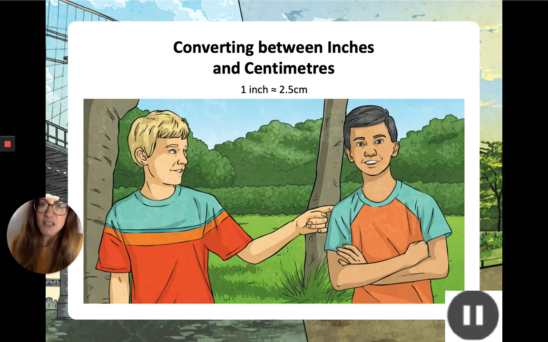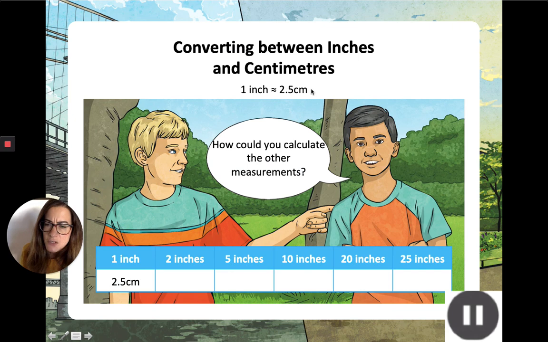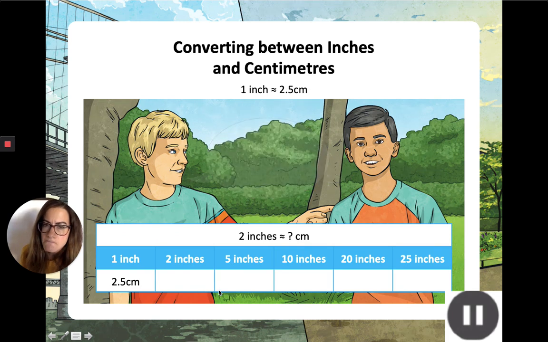So let's have a look at what we're doing today, which is converting between inches, the imperial unit, and centimetres, the metric unit. Now, we just learnt that 1 inch is approximately 2.5 centimetres. So if we know that, how could we calculate other measurements? So if 1 inch is 2.5, how can we find out 2 inches?